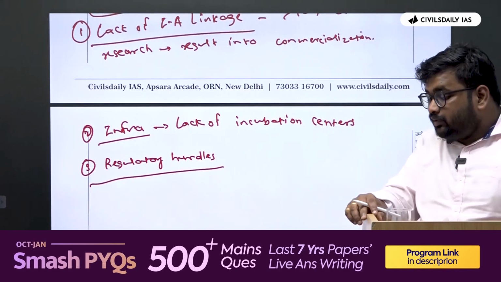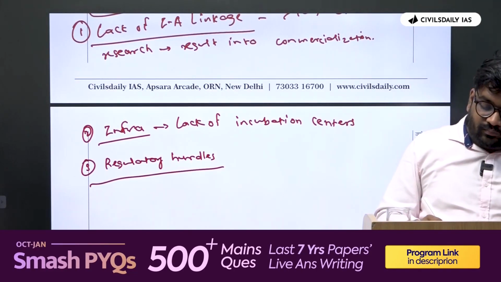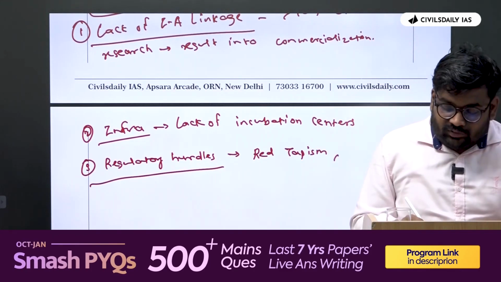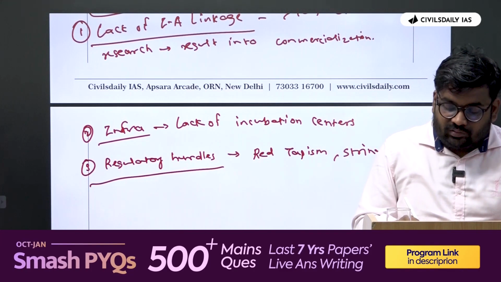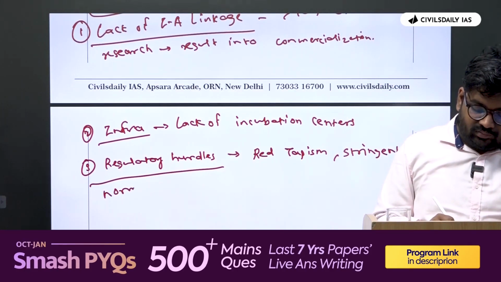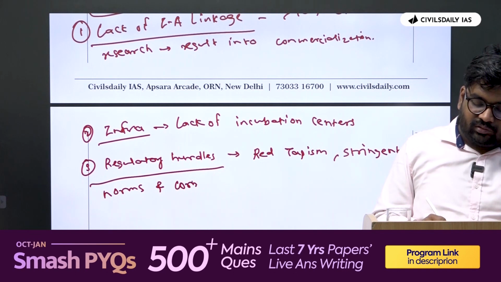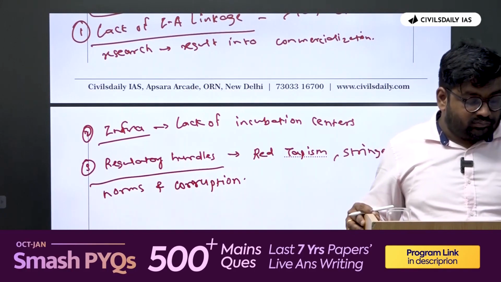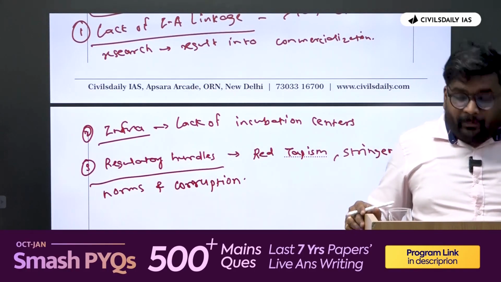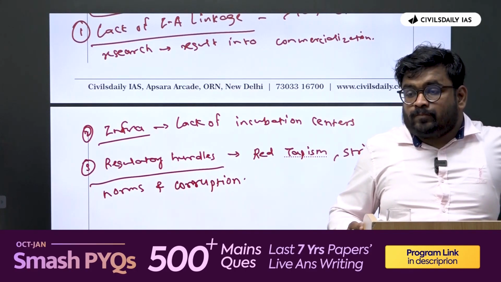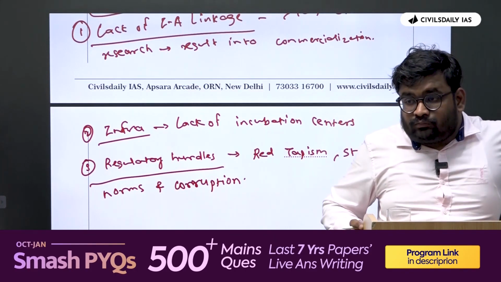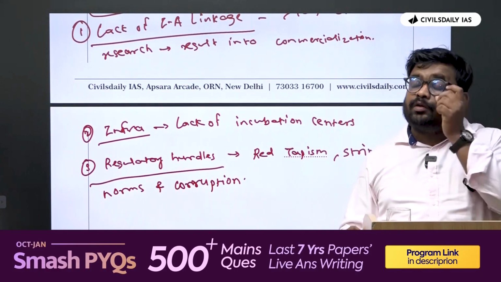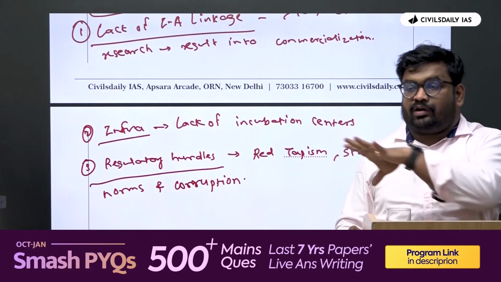ठीक है? So with respect to regulatory issues: bureaucratic red tapeism, stringent norms and corruption. ठीक है? What else? Yes, so that will come into the social aspect, the trust aspect. So whenever you are talking about the controversy, you put it into the social trust aspect.